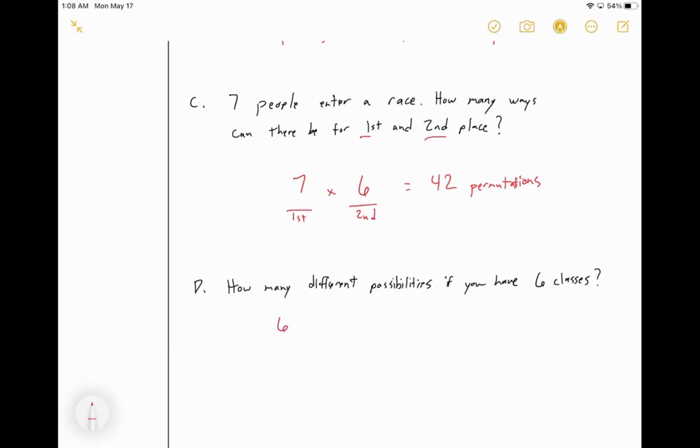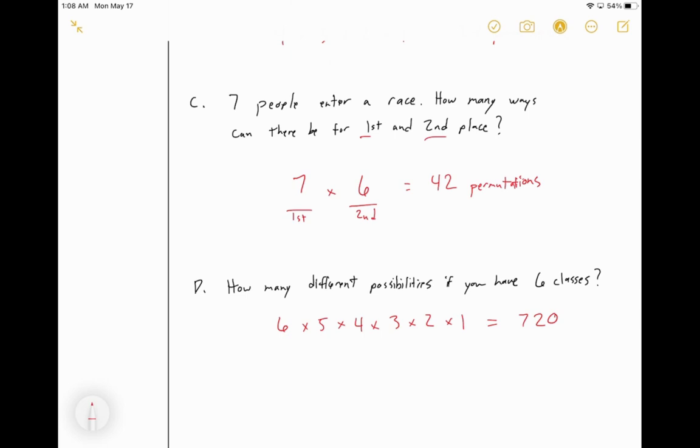For second period, that leaves me with 5. Third period, that leaves me with 4. Fourth period leaves me with 3, then 2, then 1, and I'm going to go ahead and get my calculator and multiply all that together. So you should have gotten 720 permutations. There's 720 different ways that your schedule could be organized next year.